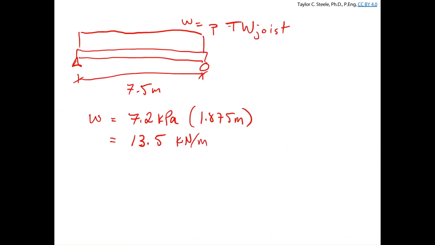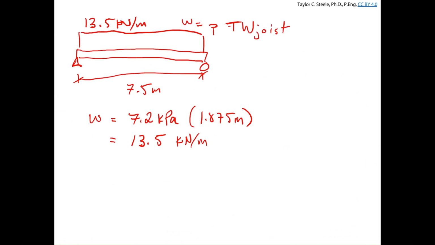Distributed loads are always a force per length. In this course, we do the structural analysis with kPa, kilonewtons, and meters. So if you multiply kPa by meters, you get kilonewtons per meter. Okay, so basically what you have is a 7.5 meter long joist that's simply supported with a uniformly distributed load of 13.5 kilonewtons per meter. And now you've got the problem that you've talked about since first year of civil engineering.